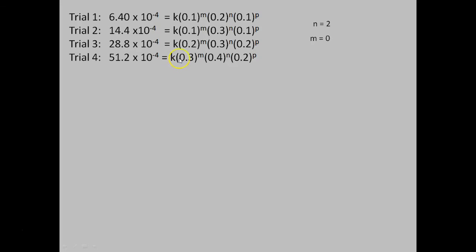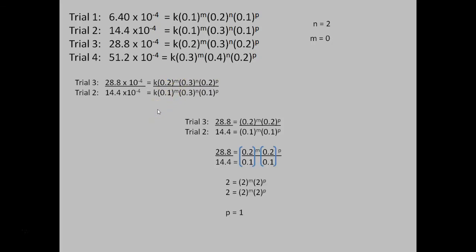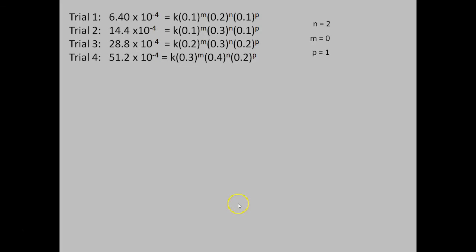And since I know that M is 0, I don't have to include the concentration of A in any further calculations. But I'm going to take now a trial where I keep B the same. I only manipulate C. Yes, the concentration of A changes, but because I know the value of M to be 0, I get to reject it. And I get the order due to P as being 1. So now I know my values of M, N, and P. And so I have my rate law. As you can see, it's A to the power of 0, B to the power of 2, and C to the power of 1.